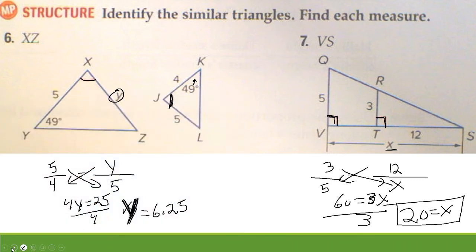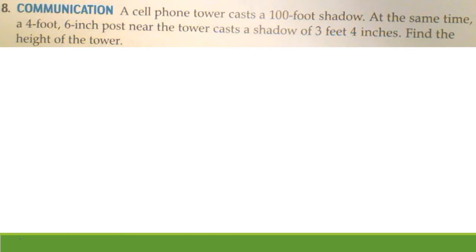There we go. So this is another way to draw the diagram here. It says a cell phone tower cast a 100-foot shadow. So I'm going to draw that right away. A cell phone tower, let me draw it differently. Cell phone tower cast a 100-foot shadow. So there's the shadow, poorly drawn, 100 foot.